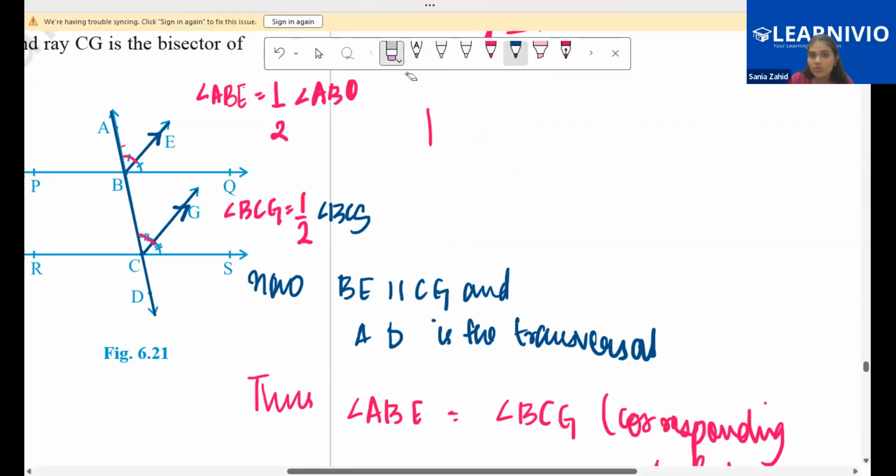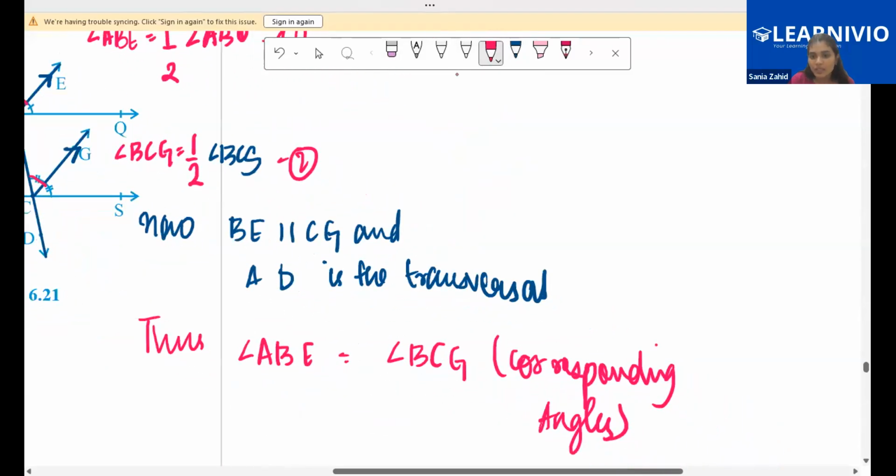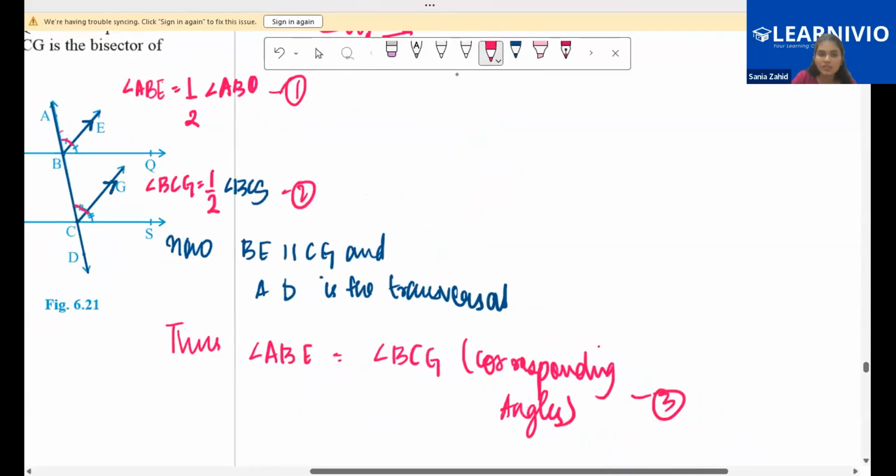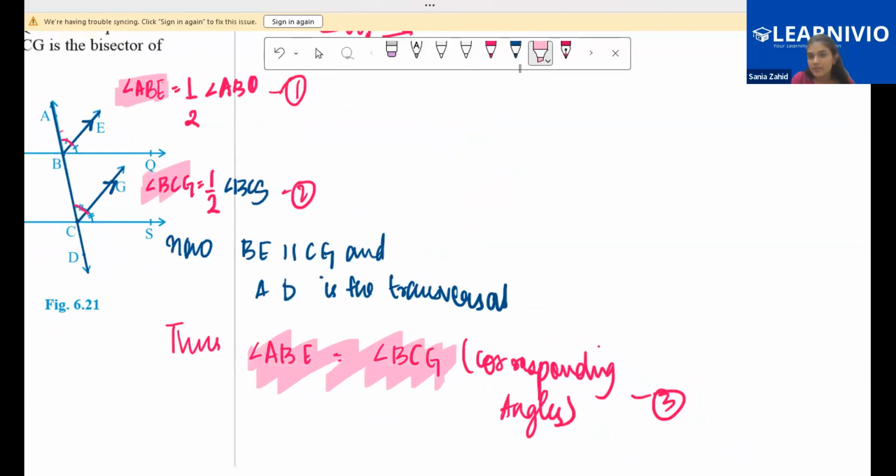And then I have these two points also. This is point number 1, this is point number 2. And if you look at point number 3, isn't it equal to the left side of both points? ABE is equal to BCG. Now I have said that this part is equal to this part according to this line. Right? Yes. Right, children? So what does this become?